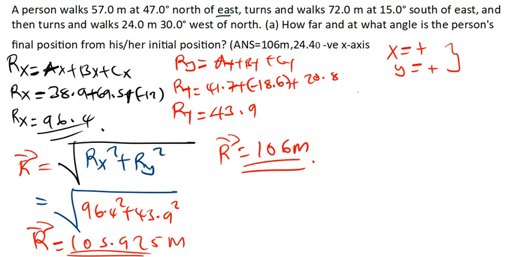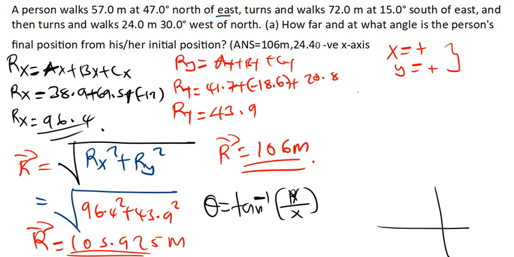When finding the direction, we use the formula theta equals tan inverse of the y component divided by the x component. In this case, we know that if the x component is positive, the y component is negative. I'll have my xy plane here. This is the first quadrant, the second quadrant, the third quadrant, the fourth quadrant.